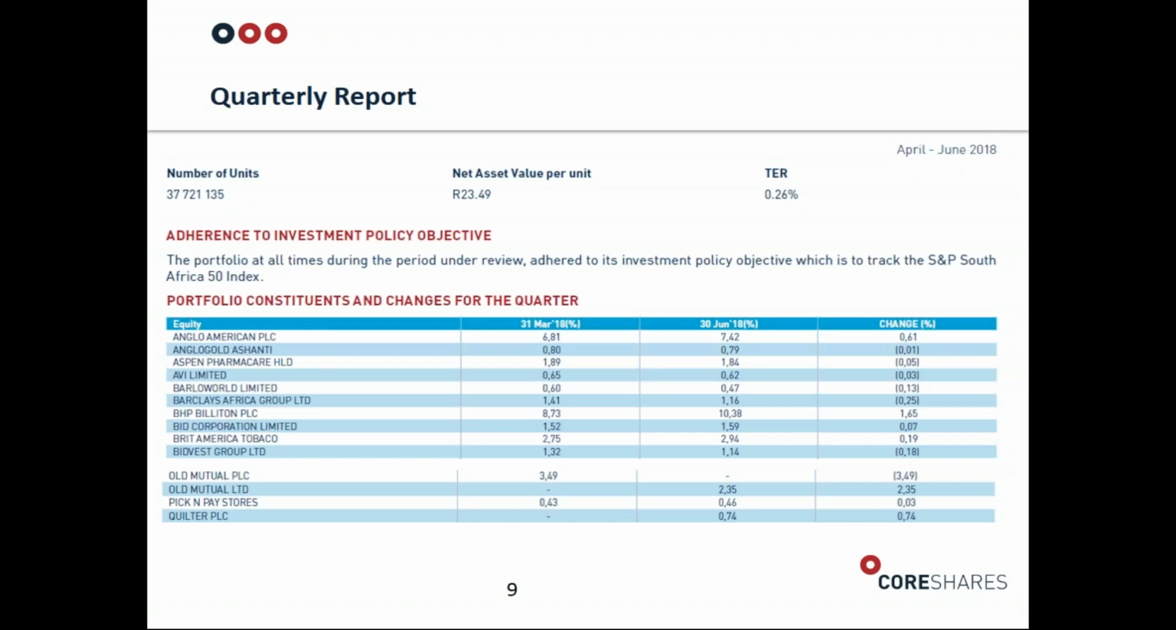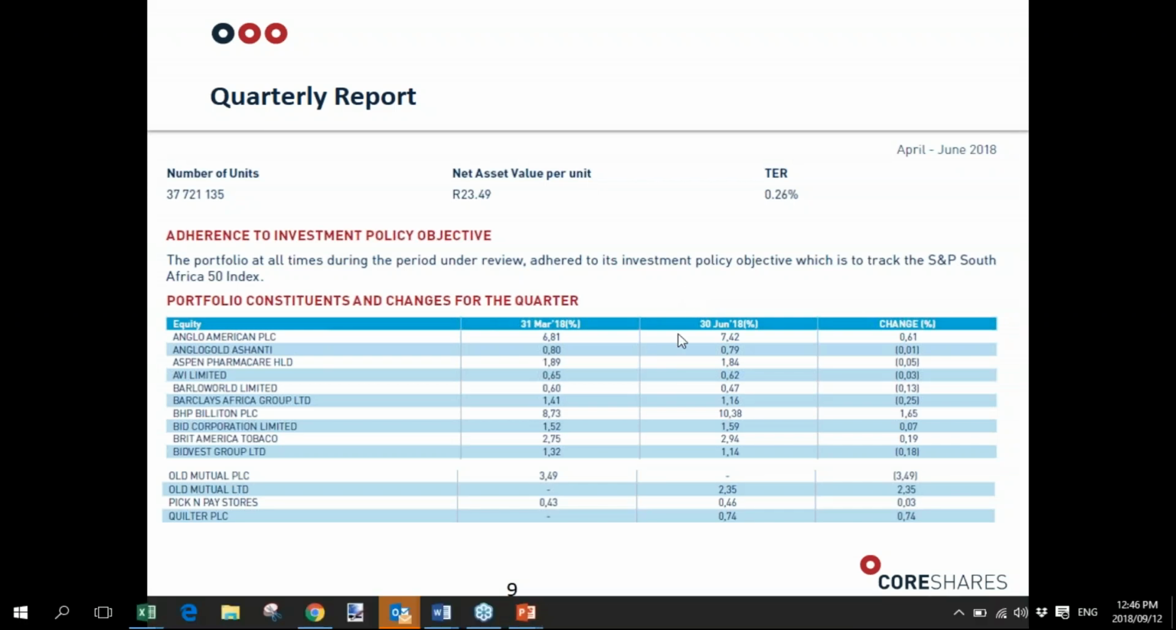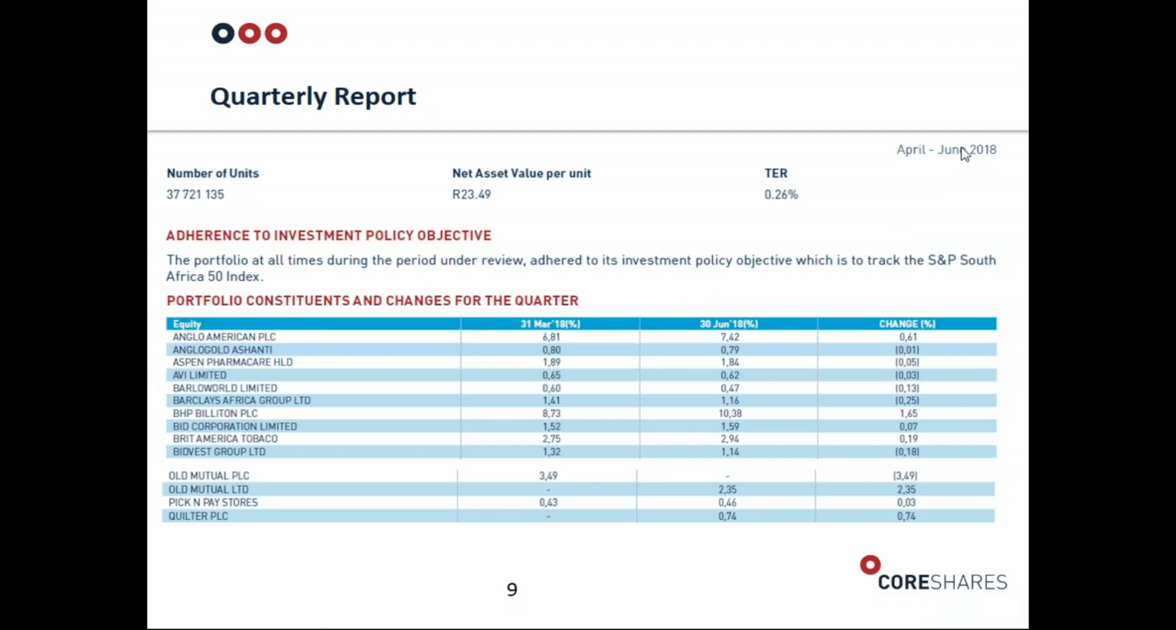And what it shows you is the full detail of the underlying shares. So in other words, it gives you a full detail of exactly what shares. It gives you a net asset value per unit, which is the same as the above, and that's usually for the end of the period, so April to March in this instance, and you will see that's at the end.